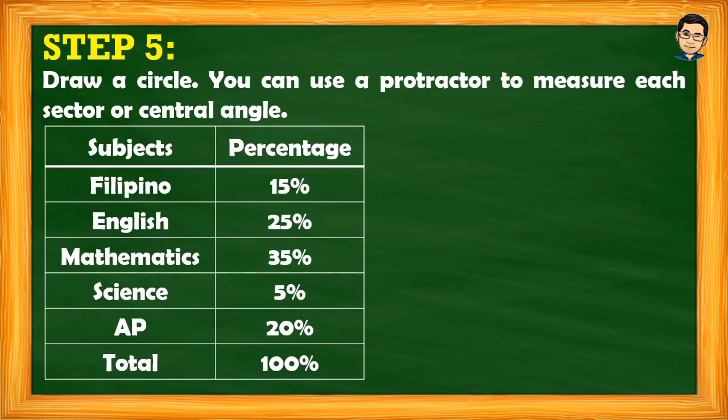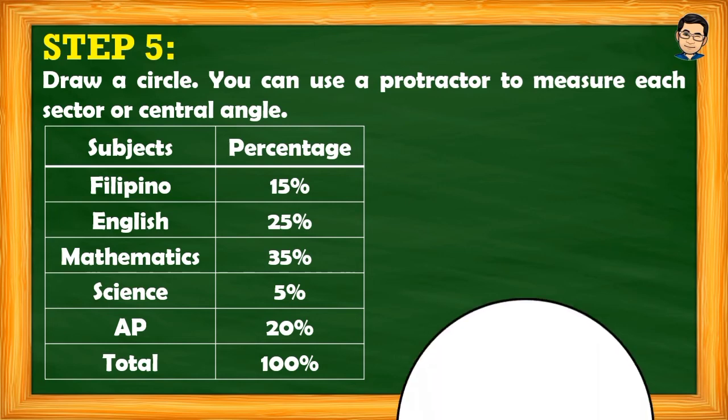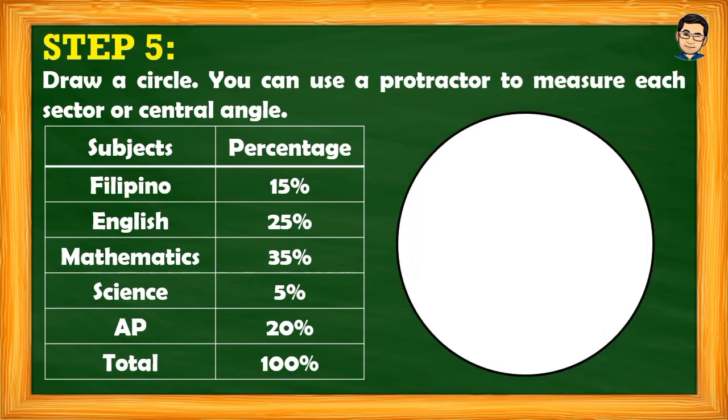So ayan po yung ating mga nakuhang percentage for every subjects. For Filipino, we have 15%, English 25%, Mathematics 35%, for Science 5%, and for Araling Panlipunan, we have 20%, which is a total of 100%. So, kapag circle graph, remember po, kailangan 100% po yan. So, kapag pinag-add po lahat natin ng mga portion, kailangan makuha natin yung isang buo, which is 100%. So, ayan po yung ating bilog. And then, hahati-hatiin lang po natin yan.